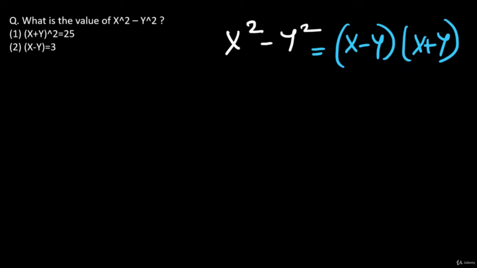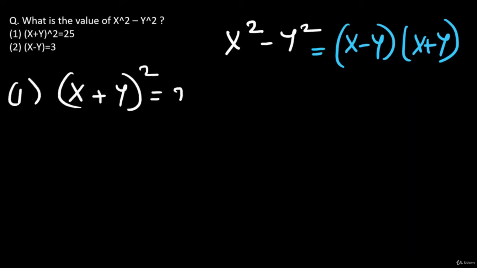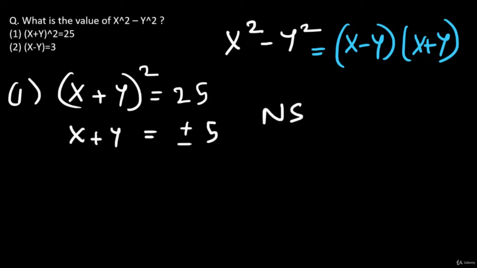Alright, now statement 1 says that (x plus y) the whole square is equal to 25. Now remember, when you have a square over here, x plus y can be plus 5 or minus 5, right? Because plus 5 the whole square is also 25, and minus 5 the whole square is also 25. So over here you don't get a definite answer for x plus y, right? And at the same time you cannot find out x square minus y square also. So statement 1 alone is not sufficient.